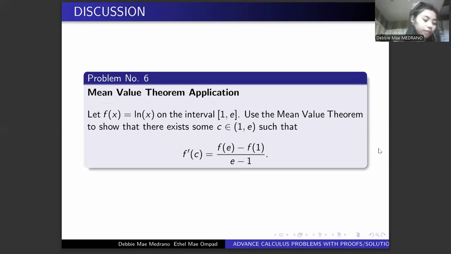That one I found actually very hard, but this one is very much easy. So the problem is: let the function f(x) equal ln x on the closed interval [1, e]. Use the mean value theorem to show that there exists some c in (1, e) such that the first derivative f'(c) is equal to (f(e) minus f(1)) over (e minus 1).